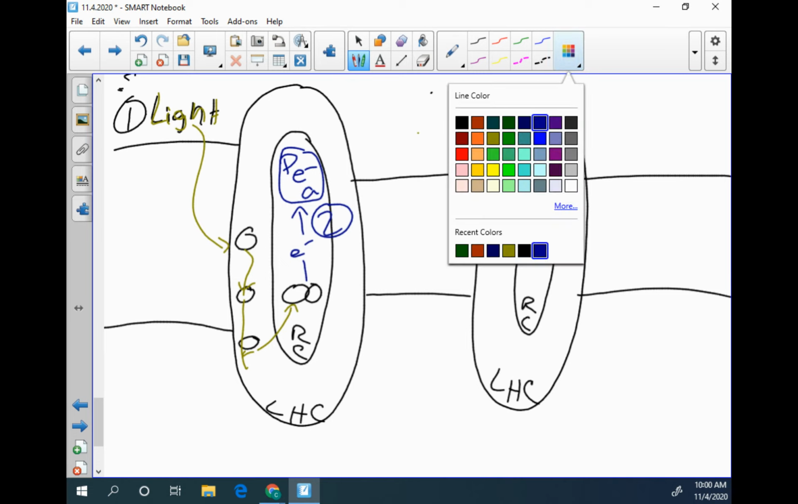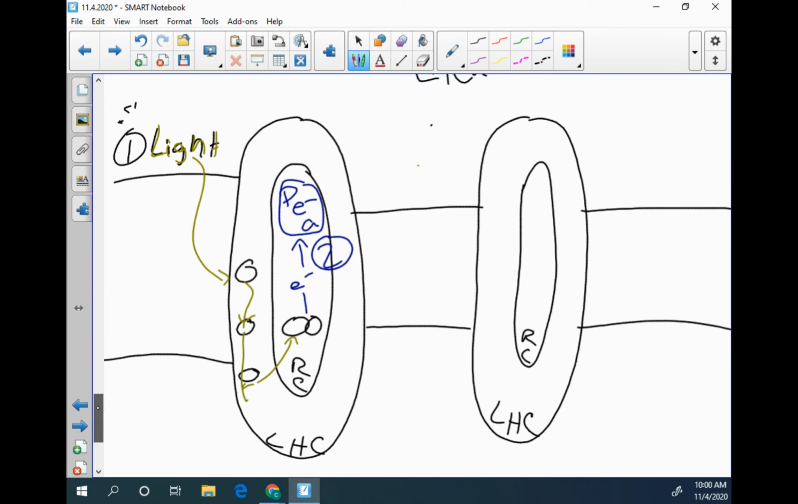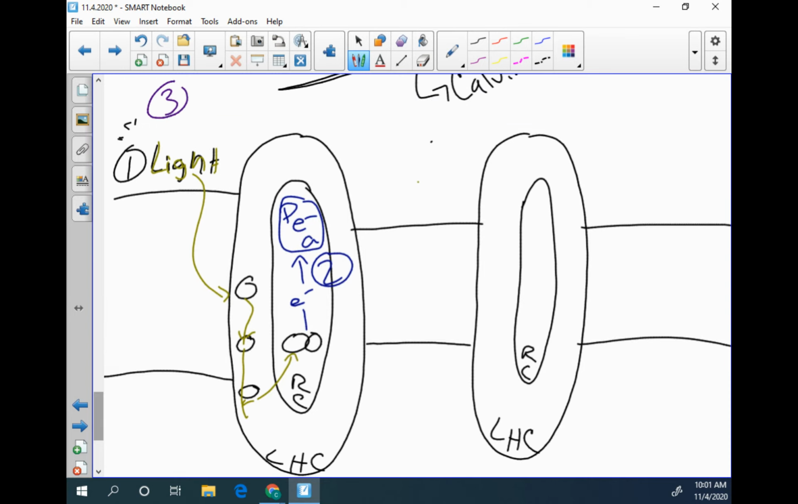Step 3 was the splitting of water. So I'm just going to come up here. When water splits, we've got electrons, and those will go to those chlorophylls and eventually get transferred to the primary electron acceptor.